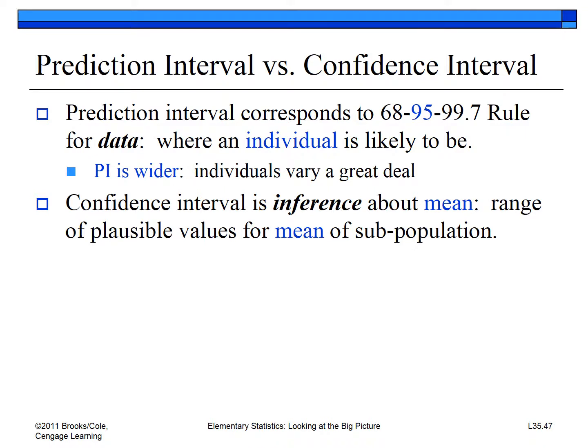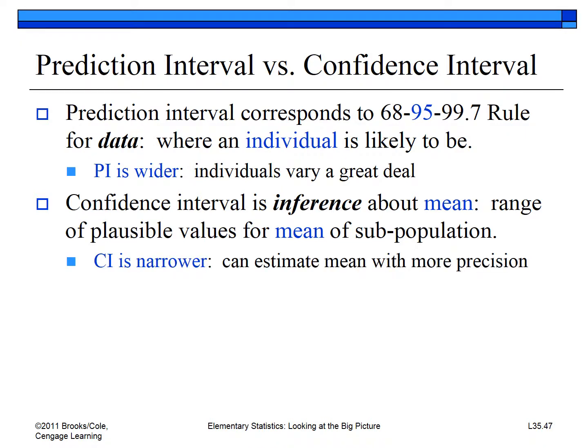In general, the prediction intervals are wider because, remember, those are for individuals. There will be much more variation. But once you move to a mean, all the variation in the individuals gets canceled out. The high ones and the low ones cancel out, and they're going to give us a narrower confidence interval for that mean.